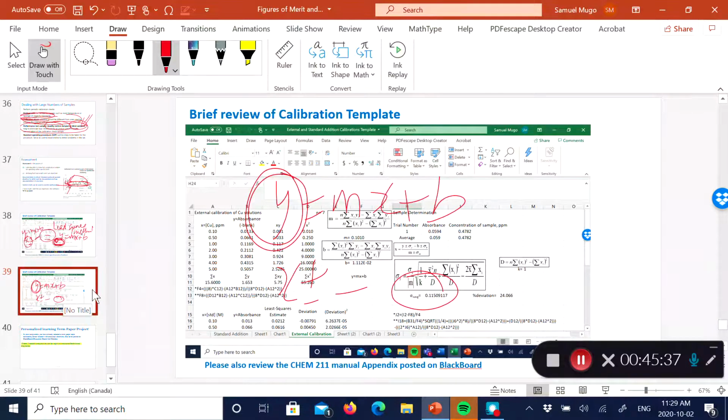And so that's all that I'm going to say about standard calibration methods. The three methods: external standard calibration method, internal standard calibration method, and standard addition calibration method.